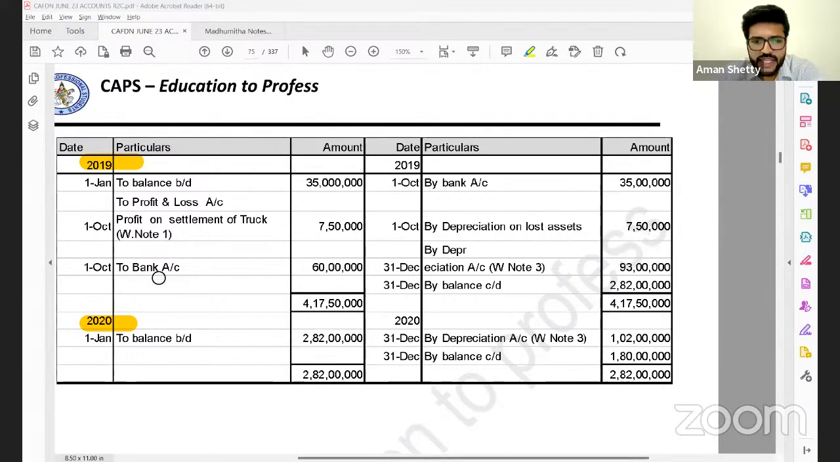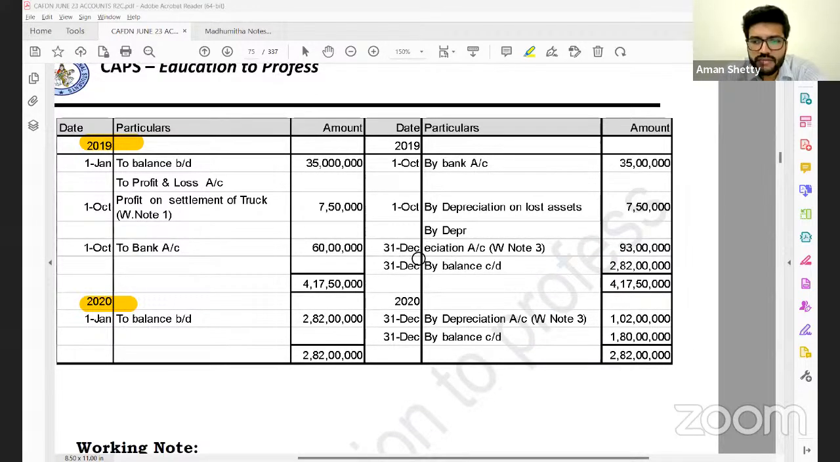35 lakh and then 7 lakh 50. And then here, profit on settlement of truck. Here the working note number reference is given again, 7.5 lakh. Okay. Next, 31st December, by depreciation account, working note number 3, 93 lakh.